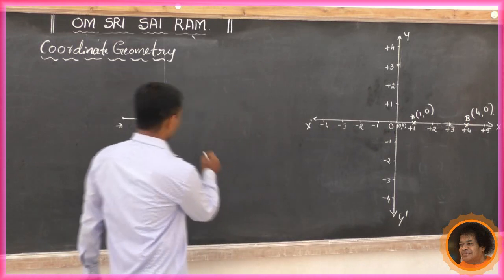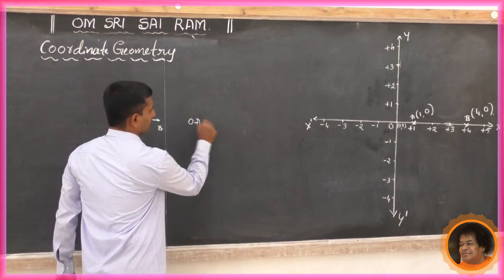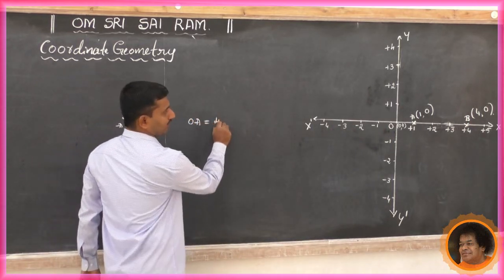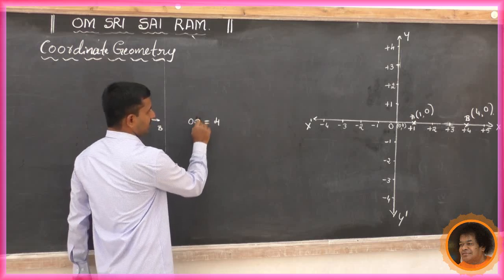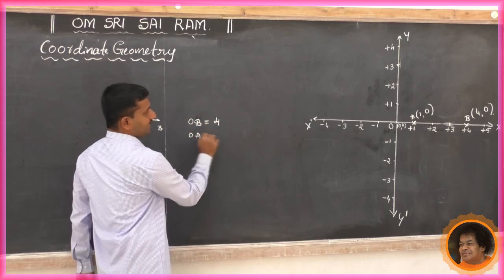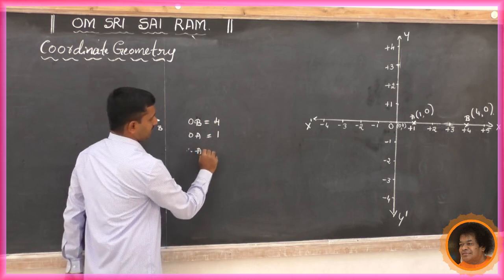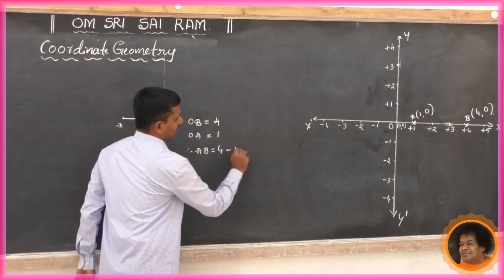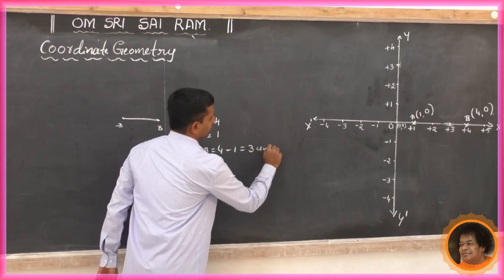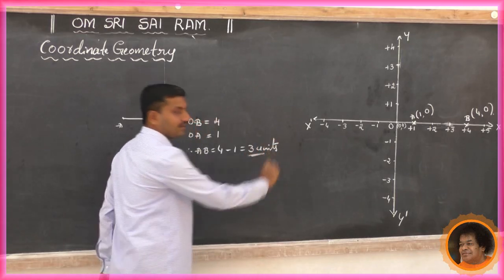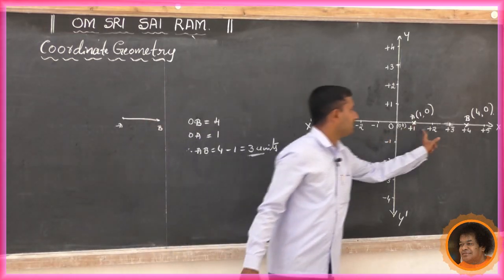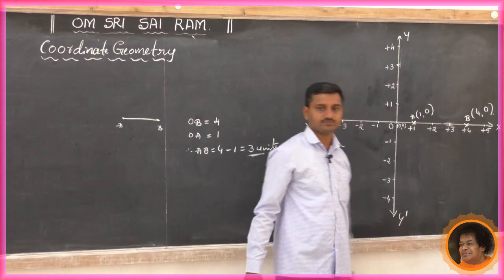Or in other words, OB equals 4 units, OA equals 1 unit. So therefore AB equals 4 minus 1, equals 3 units. So this is the distance. The distance between A and B is 3 units.